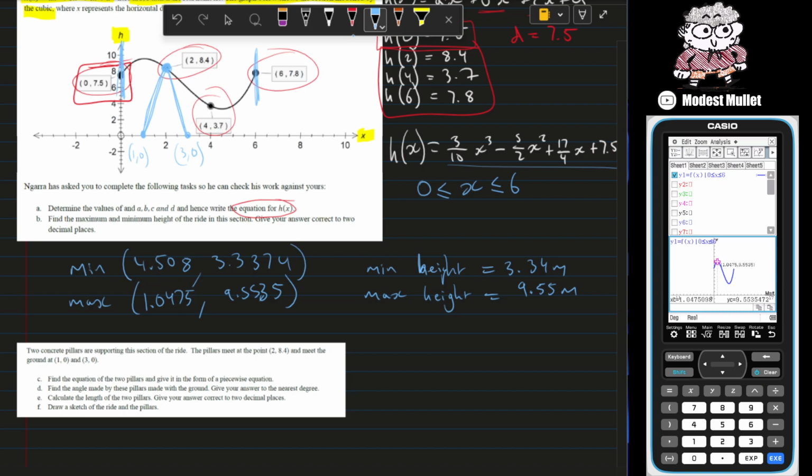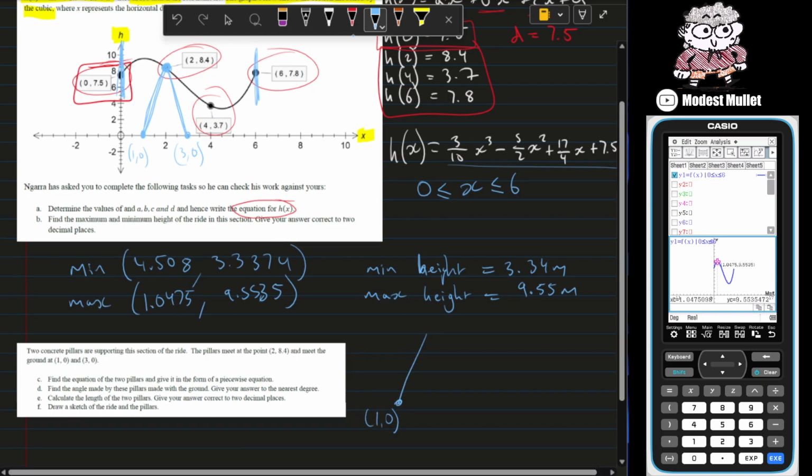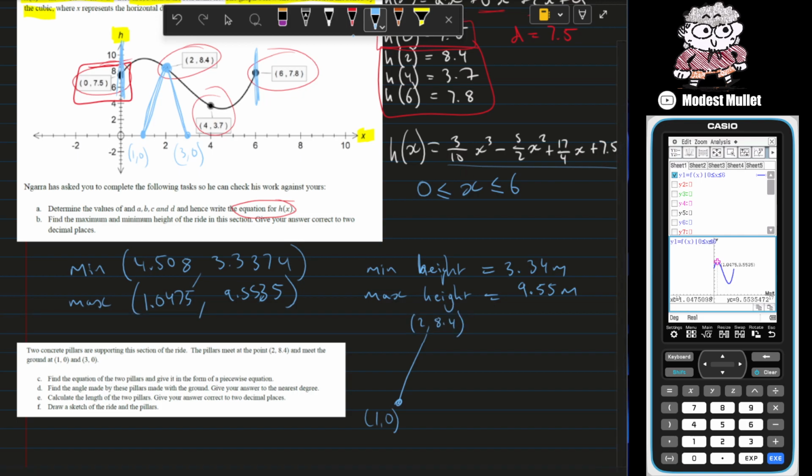So let's look at the first one. It is a line going from 1, 0 up to 2, 8.4. Okay. So how about we change colours here so we don't get confused. That was that bit, that was that bit. Okay. So first off, we want our gradient. So m is rise over run. So we can see our rise is 8.4 over a run of 1. So we have a gradient of 8.4.